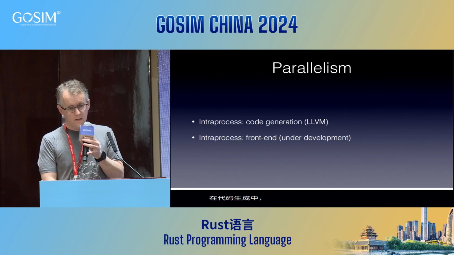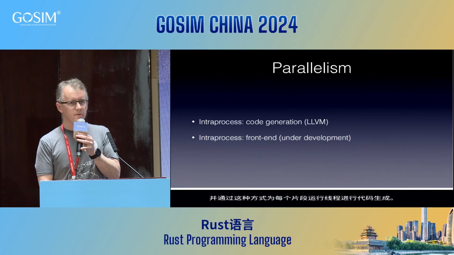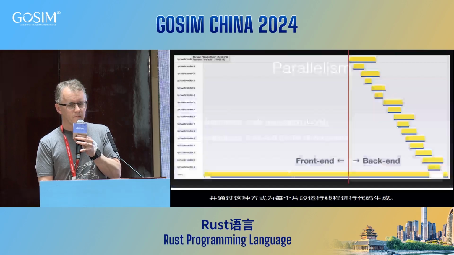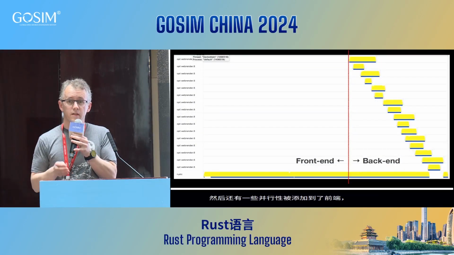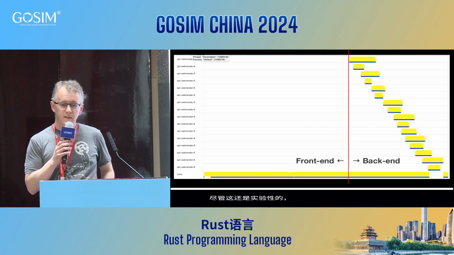And then also there is some parallelism being added to the front end under development, although this is still experimental and has not actually been turned on yet. And so I've got here another diagram. This is the output of a profiler called Samply.